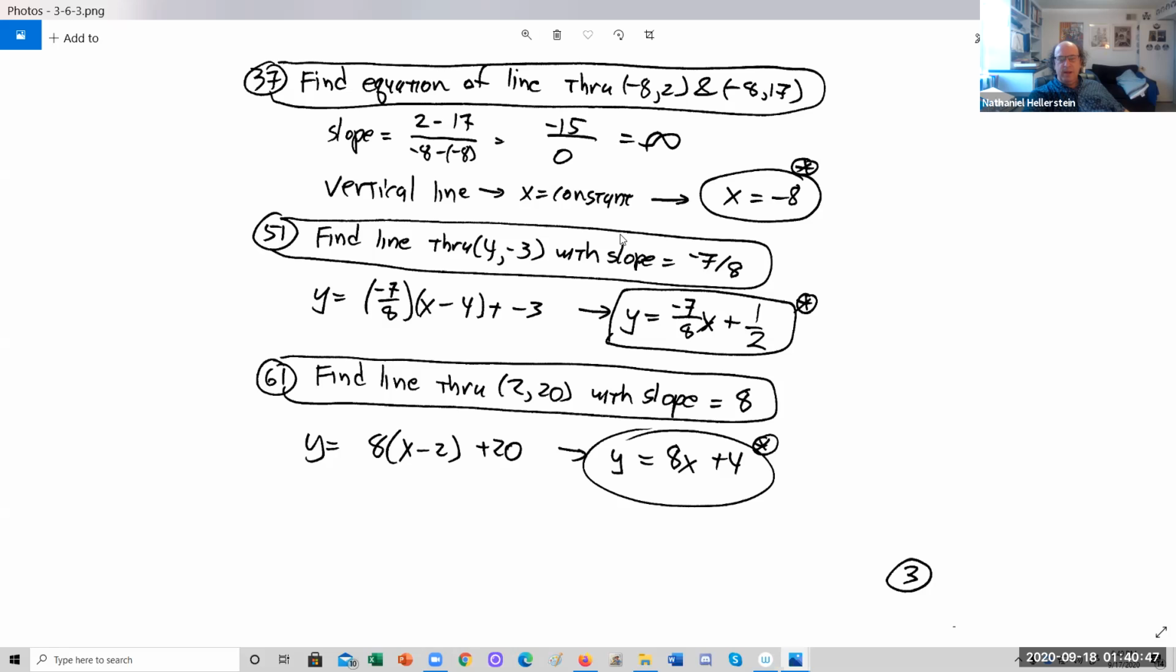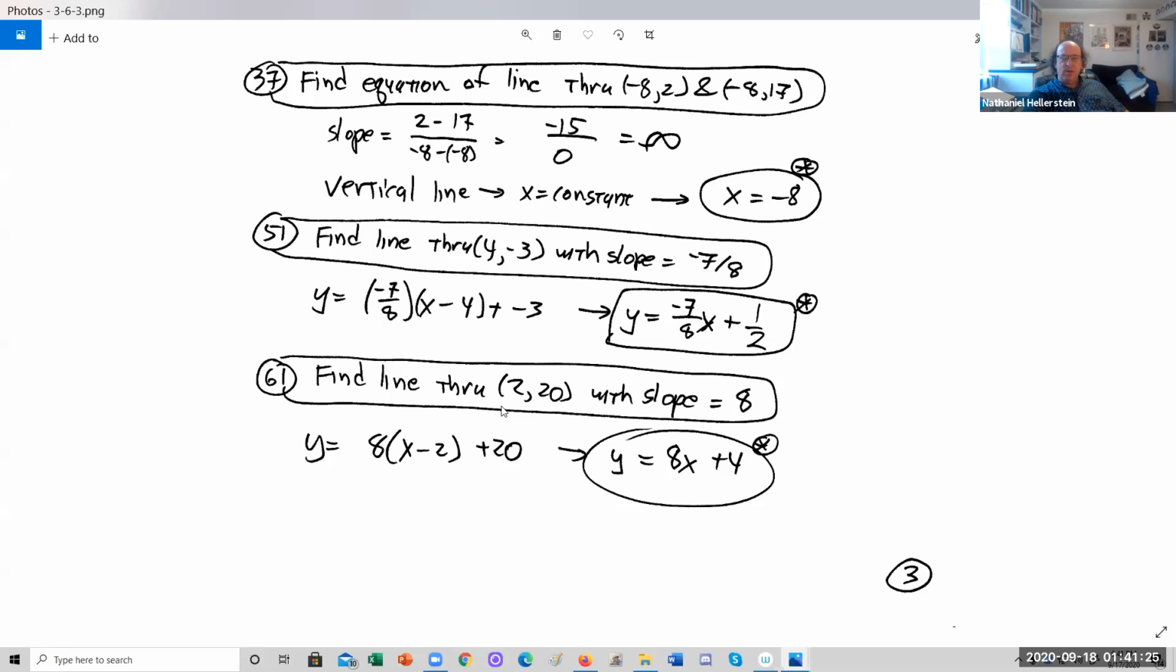All right. Here's a couple of fairly routine ones. Find a line through (4, -3) with a slope of negative 7/8. Let's see, negative 7/8 times (x minus 4), plus negative 3. After some calculating, you get y equals negative 7/8 x plus 1/2. Oh, one thing, a typographical issue. Lots of times people write something like this, and somehow the x winds up in the denominator. Please don't do that. This is a little bit clumsy.